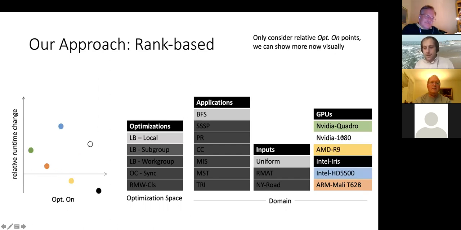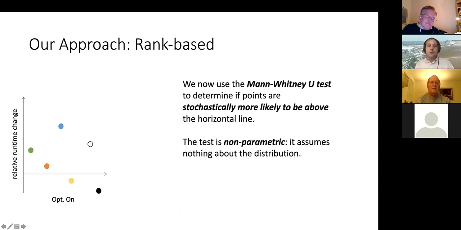Now, if you do this across all the different chips, you end up with a bunch of different dots. And now what you can do is apply a non-parametric test, which basically means it doesn't consider magnitudes of speedups or slowdowns, but you just want to ask if that optimization is more likely to cause a slowdown or more likely to cause a speedup.